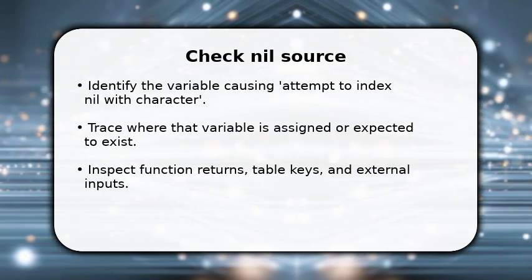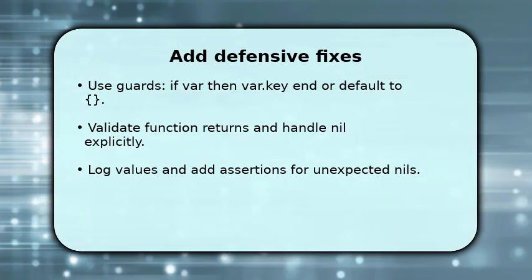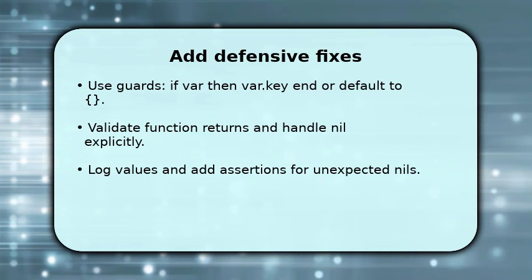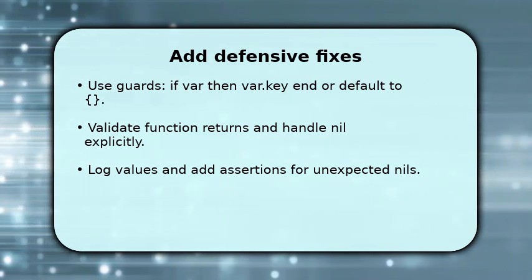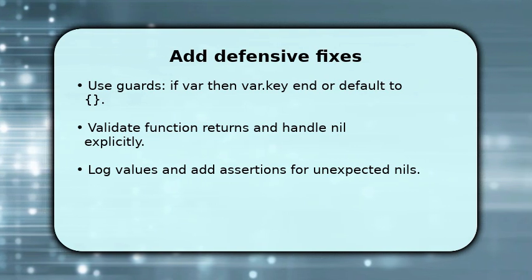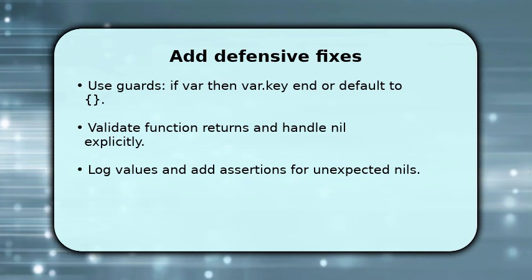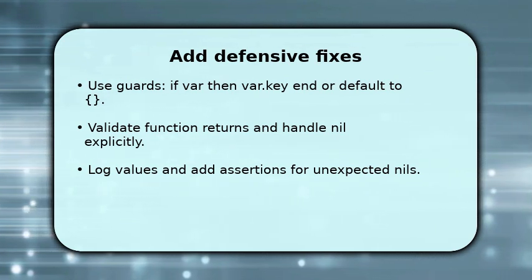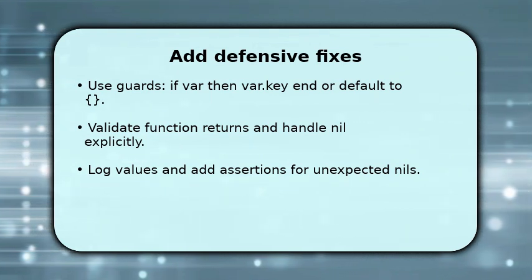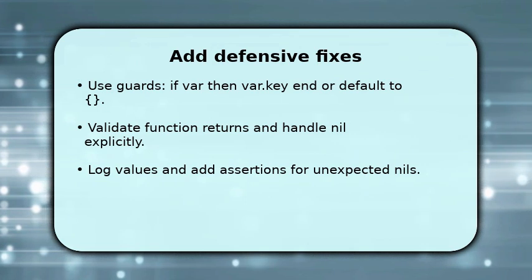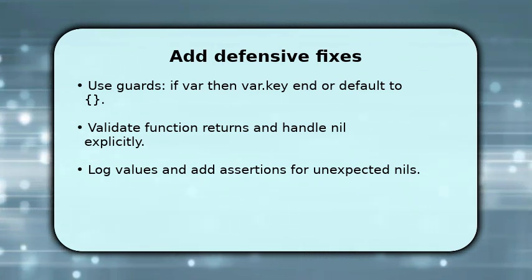Once the culprit is clear, implement concrete fixes. Add guards before indexing and provide safe defaults such as local obj = var or {}. Validate return values from functions and APIs, returning early or raising informative errors when nil appears. Insert targeted logging or assertions so you can see actual runtime values and call contexts, which helps when the bug is intermittent. Make sure to keep changes minimal and reversible so you can test behavior incrementally and avoid introducing regressions.